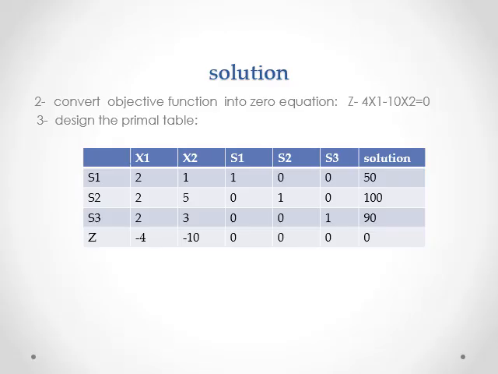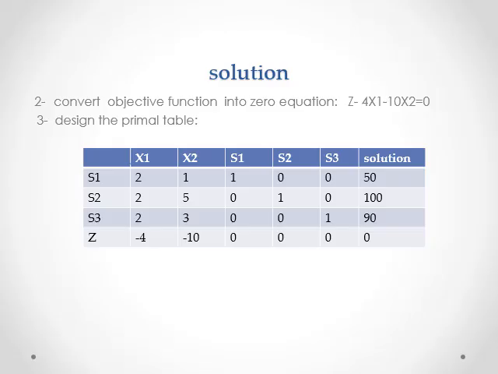Now the contents of the primal table. Check the first row. The upper row consists of x1, x2, s1, s2, s3 and solution. The values inside these cells represent the coefficients of variables.